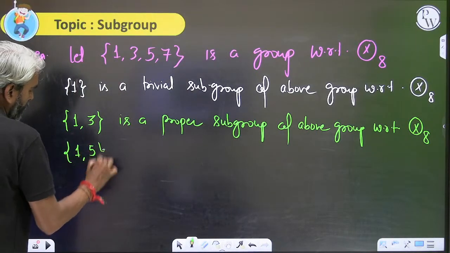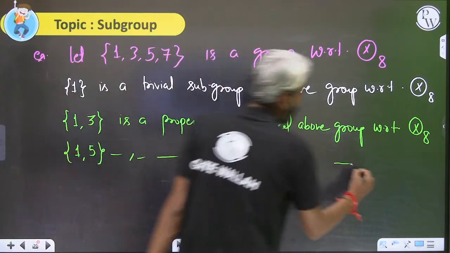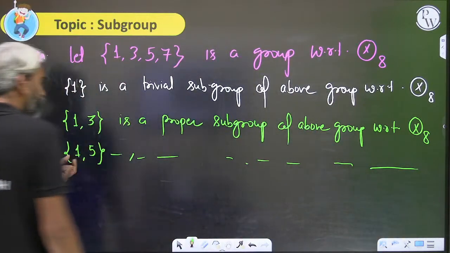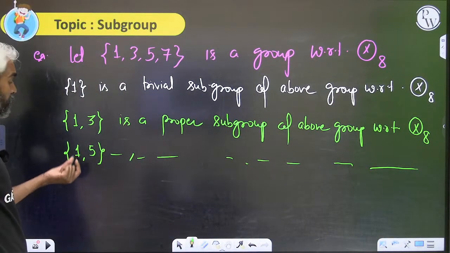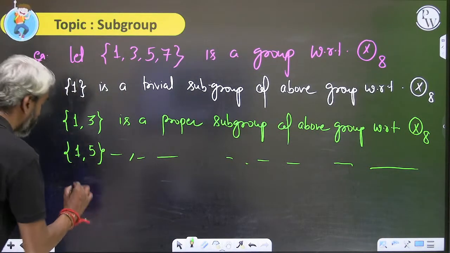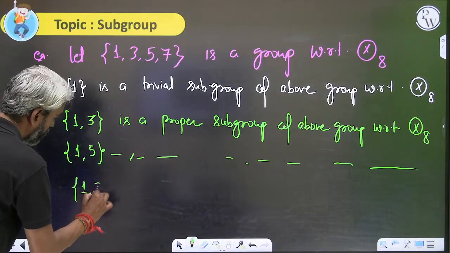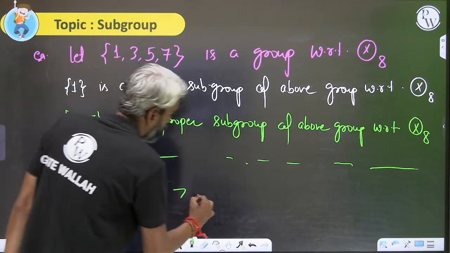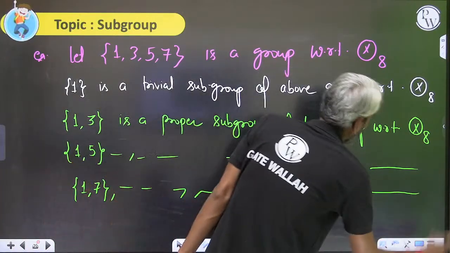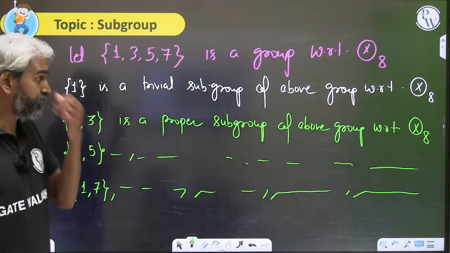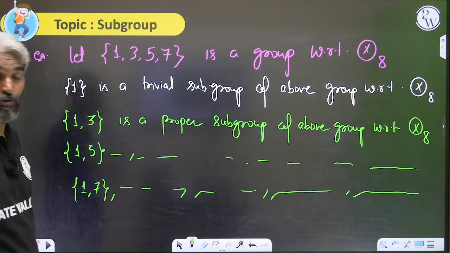Similarly, {1, 5} is also a proper subgroup. You can check. It is closed, it is associative, identity is present, inverse of 1 is 1, inverse of 5 is 5. So {1, 7} is also a proper subgroup of the above group with respect to multiplication modulo 8.